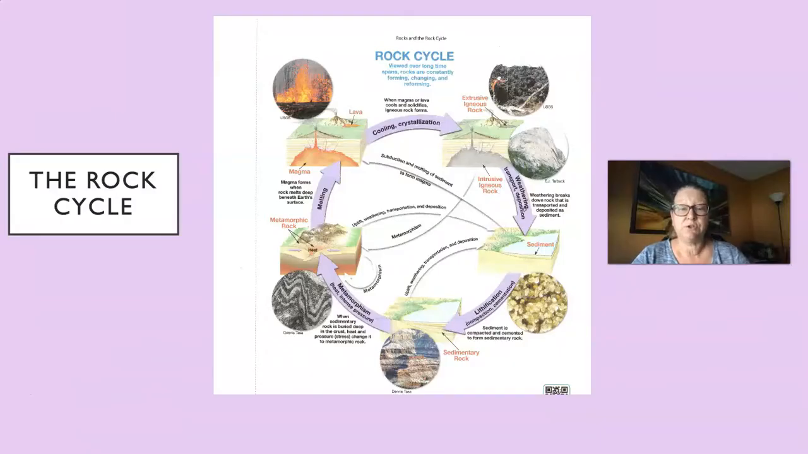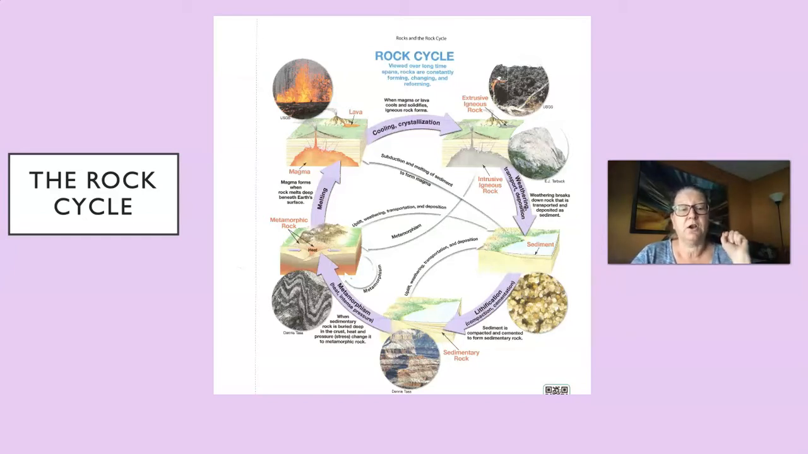And now I want to introduce you to the rock cycle. This is one way that we can think about rocks, because rocks can change and turn into other rocks. Now the diagram is pretty complicated, I realize. It's from your lab, so I'm going to walk you through it a bit, and we'll get into some of the additional details later on.